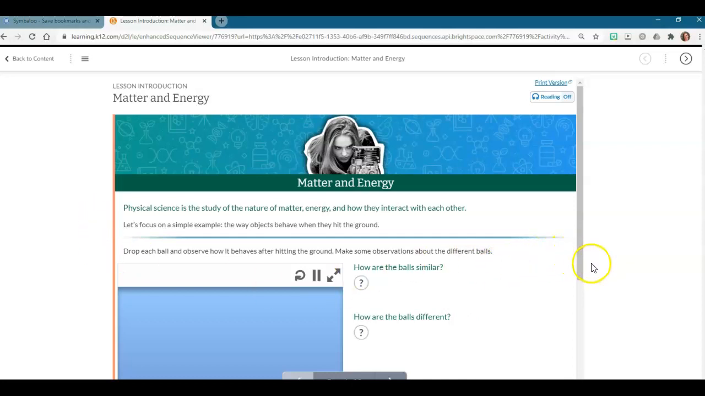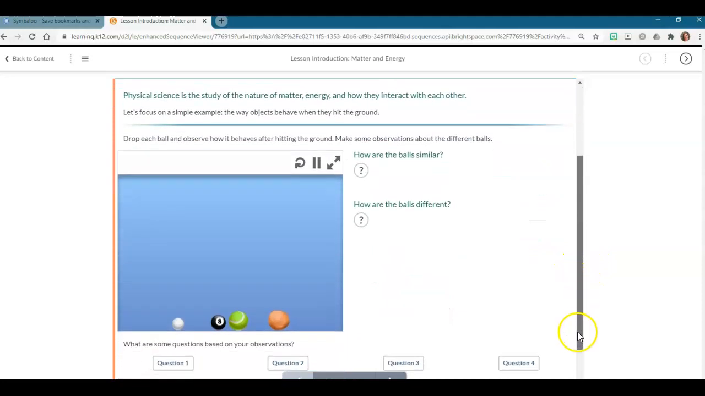So as we scroll through here, we're going to take a look, and we're going to plug it into this example. We're going to drop each ball and observe how it behaves after hitting the ground, and we'll make some observations about the different balls that we see. All right, so if we take a look, it looks like we have maybe a golf ball, a pool ball, a tennis ball, and maybe a rock. Not sure what that is.